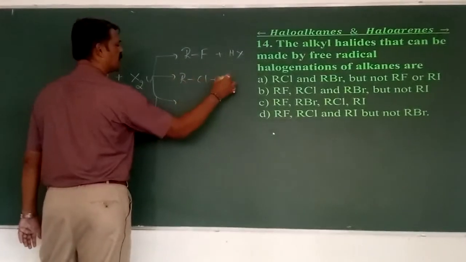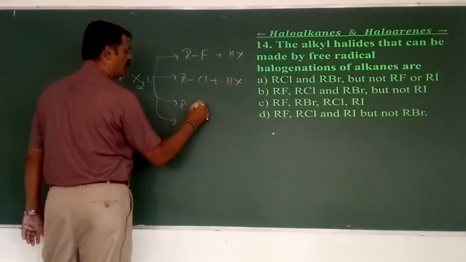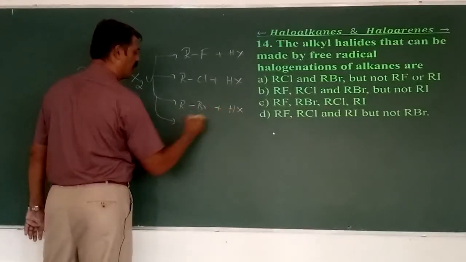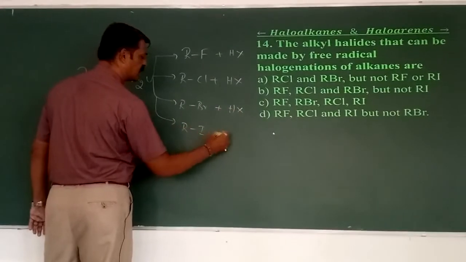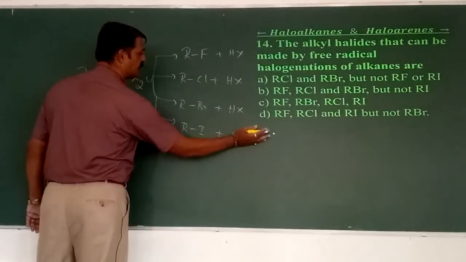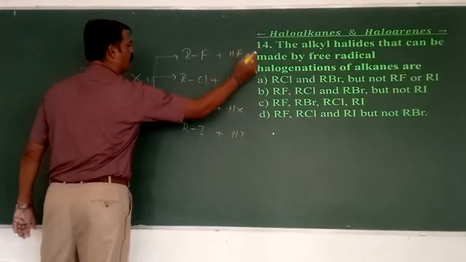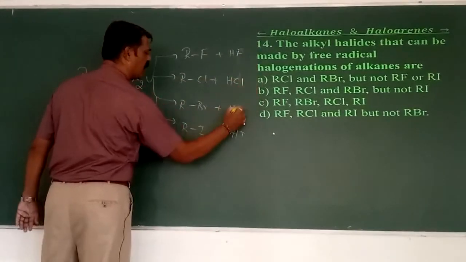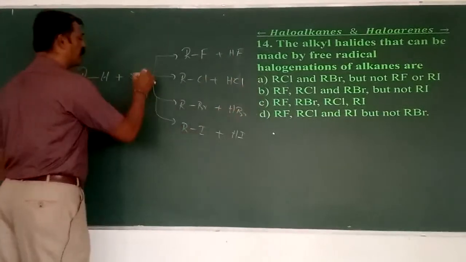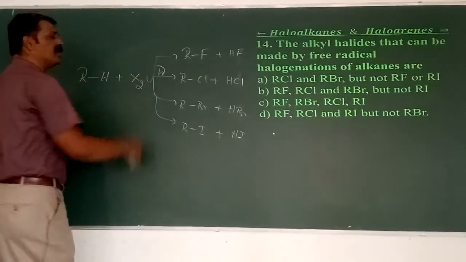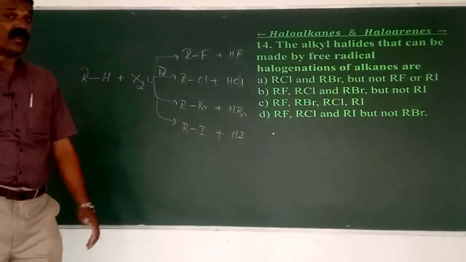RX means here it is RF plus HX, RCl plus HX, RBr plus HX, and RI plus HX: HF, HCl, HBr, and then HI. Influence of hν. So what is hν? It means sunlight, done by free radical mechanism.